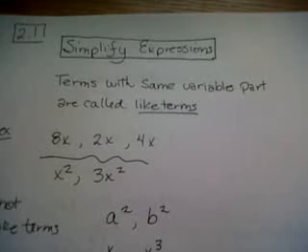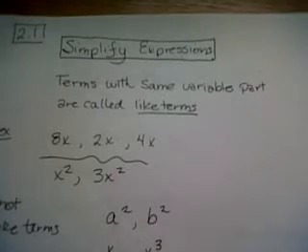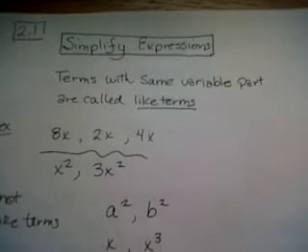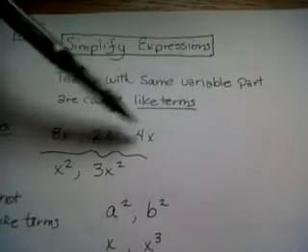In Chapter 2, we are going to look at simplifying expressions and solving equations. With simplifying expressions, the first thing we need to notice are terms. Terms that have the same variable part are called like terms. That also means that they have the same variable raised to the same power. Some examples would be 8x, 2x, and 4x.